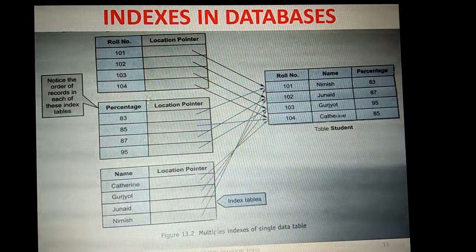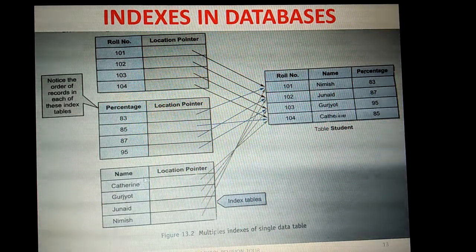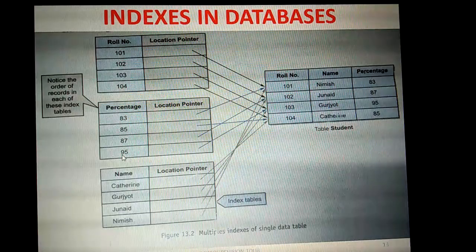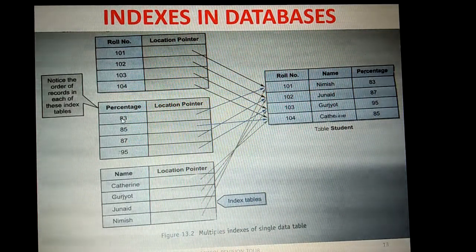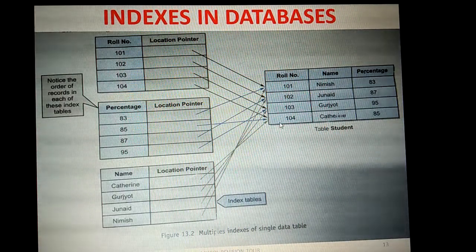Here we have three index tables with the three field names. The values of the corresponding columns are arranged in ascending order here. In the table we see 83, 87, 95, 85, but in the index table every value is arranged: 83, 85, 87, 95. Then only can we easily retrieve the record. The second field is used as the location pointer, so the actual location is in the actual table, the student table.